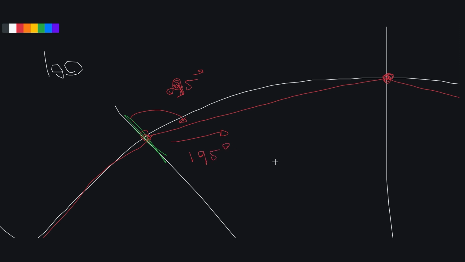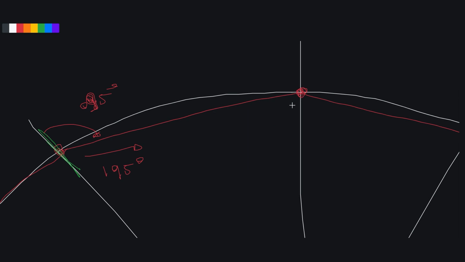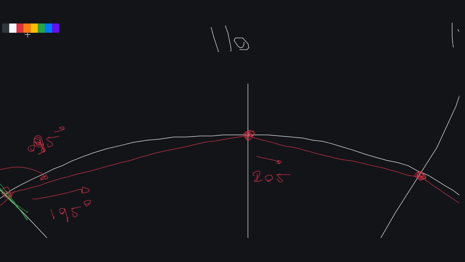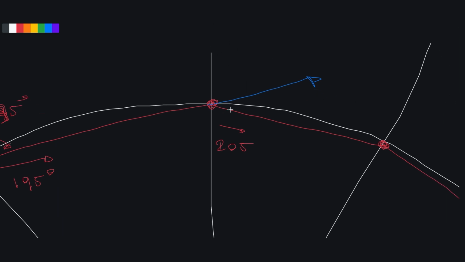Once we cross radial 110, we would actually want to fly on a heading of 205. So we are actually twisting our heading by 10 degrees. That's what we would be flying if we would continue on heading 195 after crossing radial 110, and we would actually overshoot. So what we want to do is to actually turn our heading knob by 10 degrees.